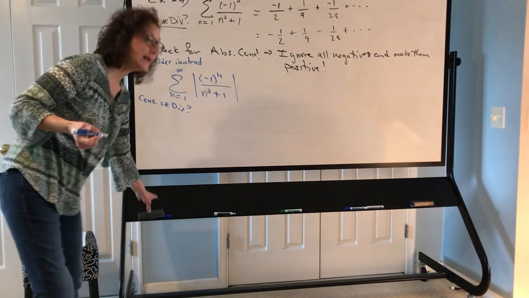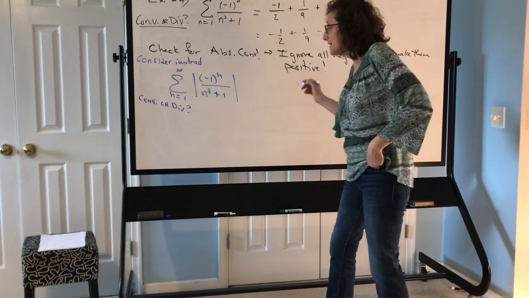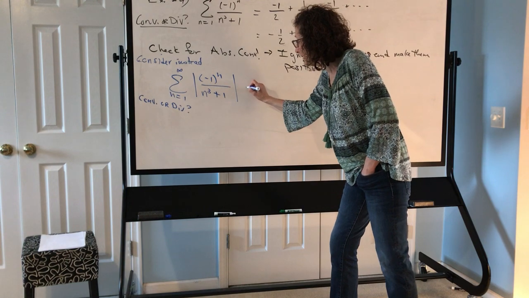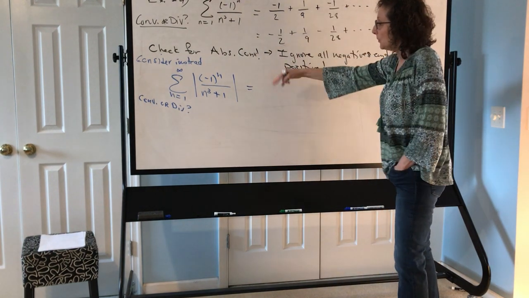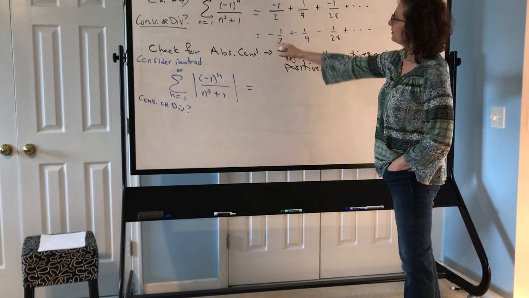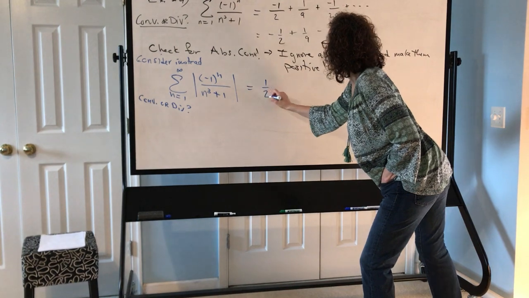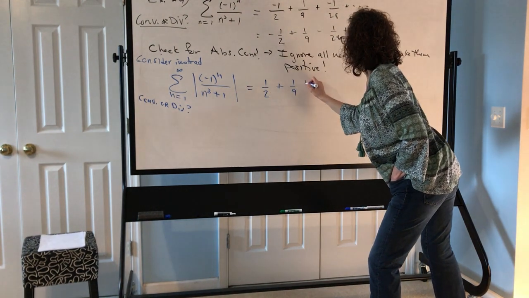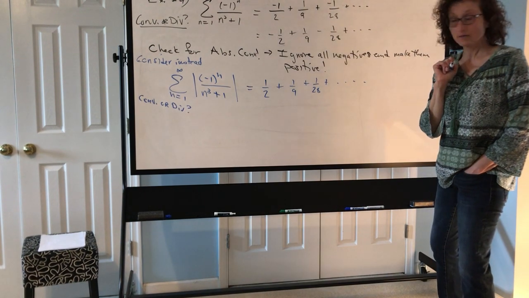Now let's write out that series again to see what that would be. We already wrote out these terms. What is the series of absolute values just going to do? It's going to turn everything negative positive. So what is the series going to be? 1/2 plus 1/9 plus 1/28 plus and so on. Does that make sense?